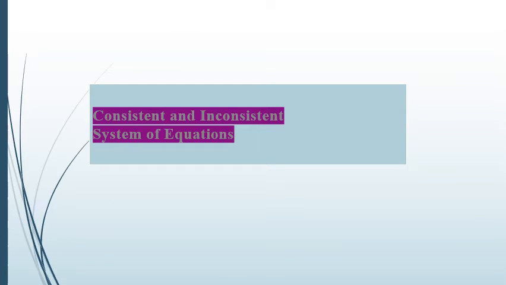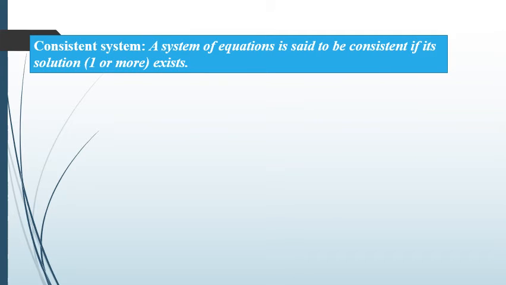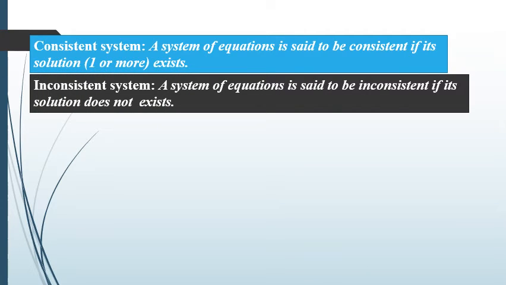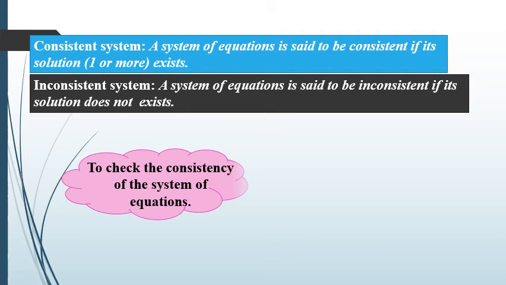So the next concept we are understanding is consistent and inconsistent system of equations. Consistent system: a system of equations is said to be consistent if its solution exists, that is, if it has one or more than one solution. Next, inconsistent system: a system of equations is said to be inconsistent if its solution does not exist, that is, it is having no solution.